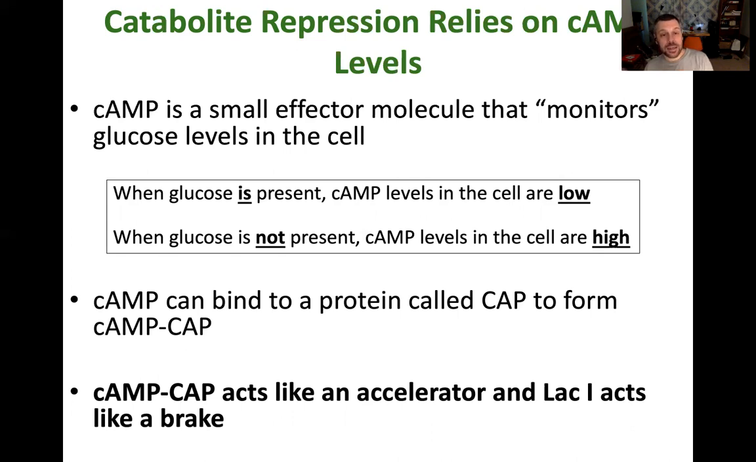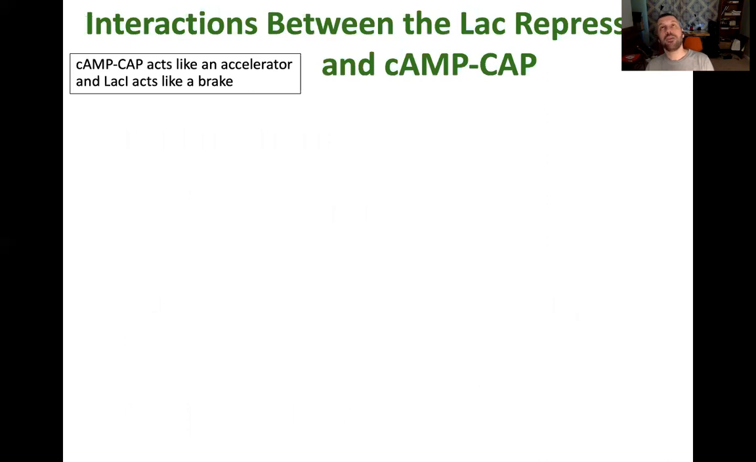Now, cAMP-CAP acts as a great accelerator of expression of the lac operon. And that's kind of the opposite to LacI, right? So LacI is the repressor of the lac operon and kind of acts like a brake. So cAMP-CAP basically stimulates expression of the lac operon, whereas the lac repressor, LacI, inhibits. It acts like a brake. How does that all shake down when this is occurring?